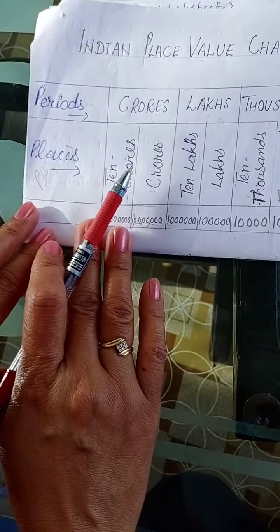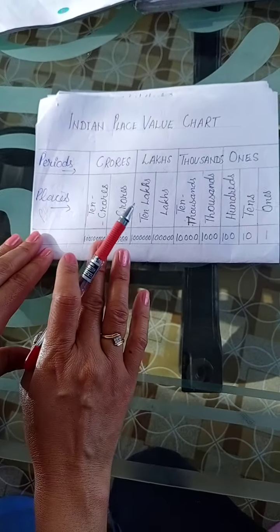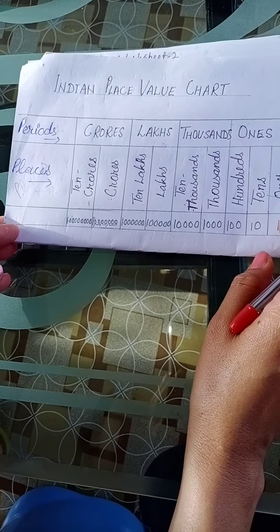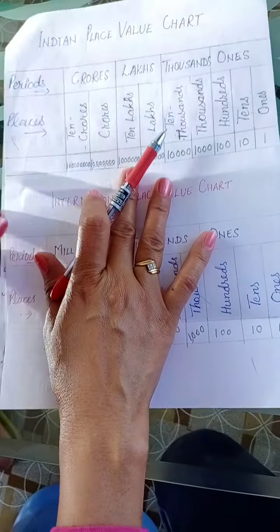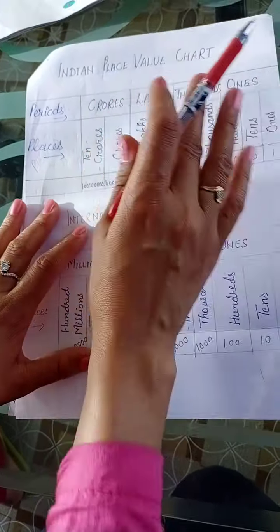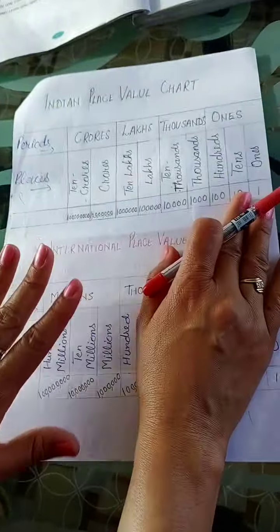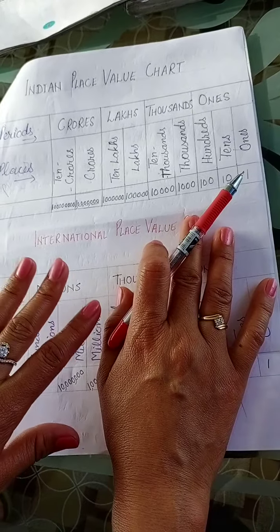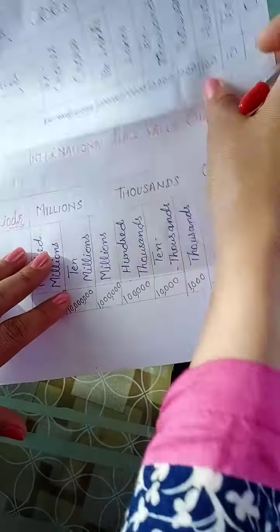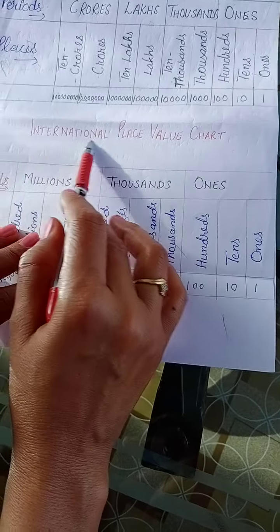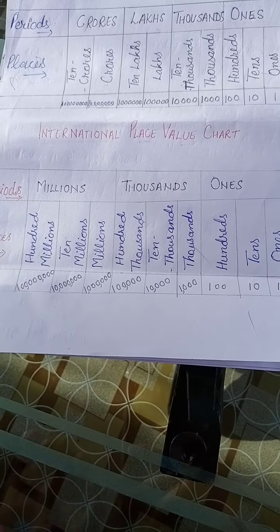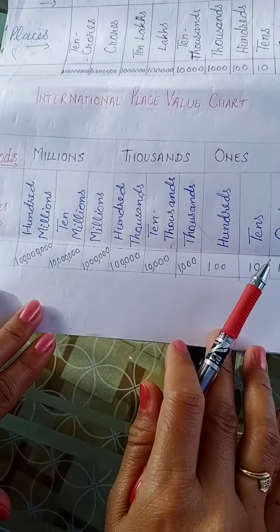Okay. Dear students, do you know we have another form of place value chart called the international place value chart? Most of the countries follow that place value chart. This is your Indian place value chart. According to this chart you did all the questions which belong to the Indian system of numeration. Now today we are going to do the international place value chart. Most of the countries use this international system of numeration.